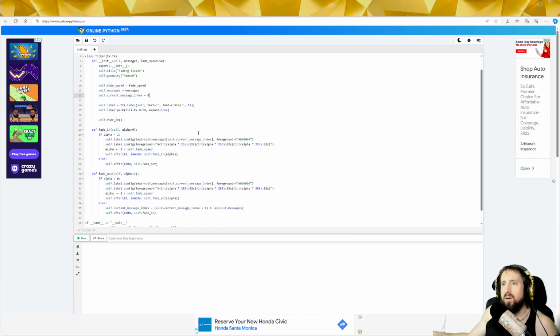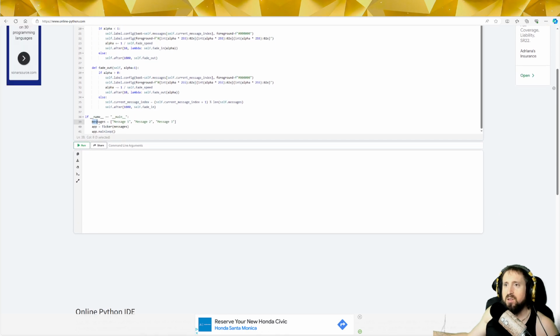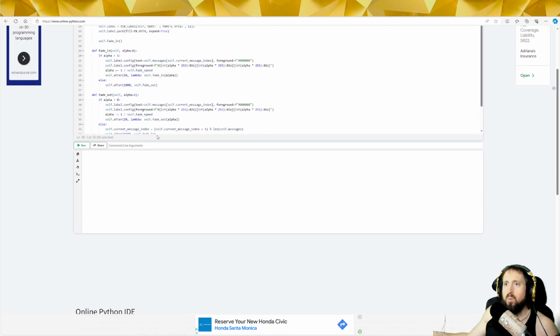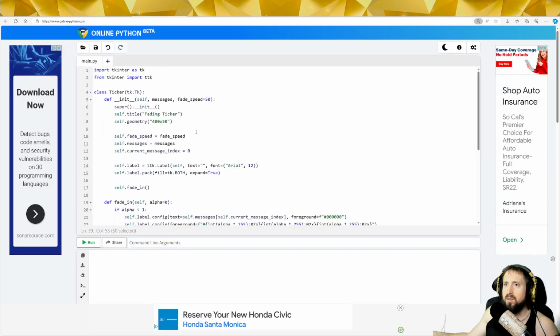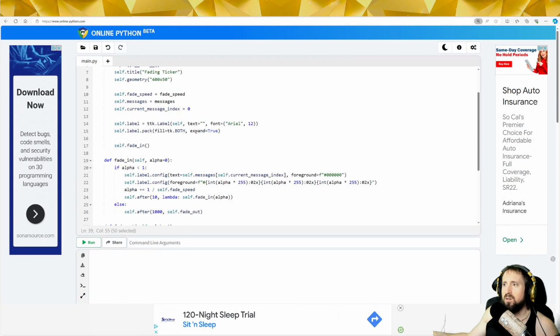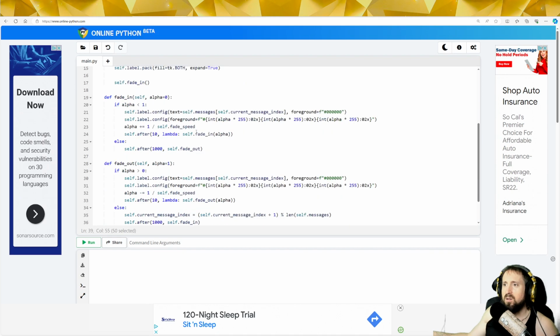I'm just trying to see where. I see this: messages equals message 1, message 2, message 3, but where are message 1, message 2 and message 3 defined in this code? I don't see it.